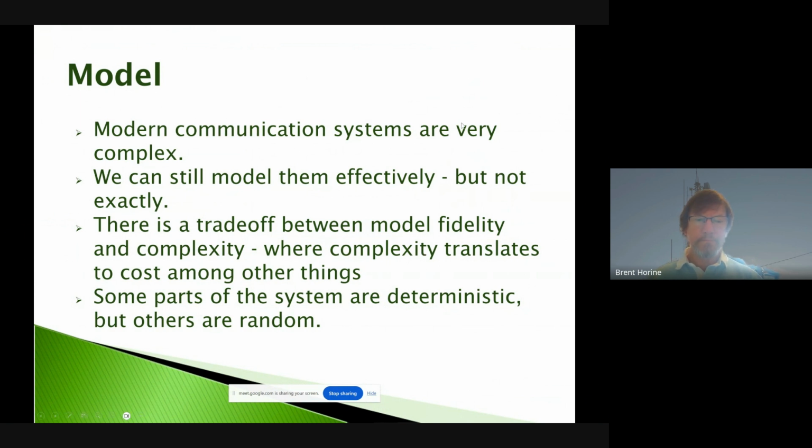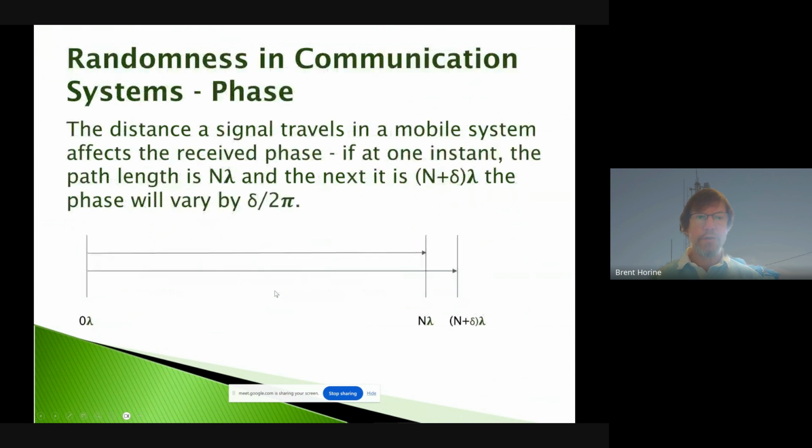We noted that while a lot of parts of the system are deterministic, others are random. We talked a little bit about the sources of randomness, and we mentioned a few of them. One is the phase in the received signal. What is the phase of it? Now, in some cases, the phase isn't terribly important, but in other cases, it's very important, depending upon the modulation technique that we're using.